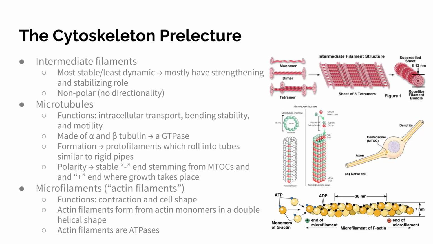Then we have the microfilaments or actin filaments. And these are for contraction and cell shape. And these actin filaments form from monomers and they're in a double helix shape. And these are ATPases. So it's important to remember microtubules use GTP and microfilaments or actin filaments use ATP. Easy way to remember.